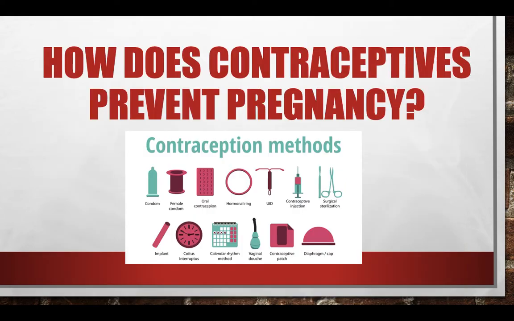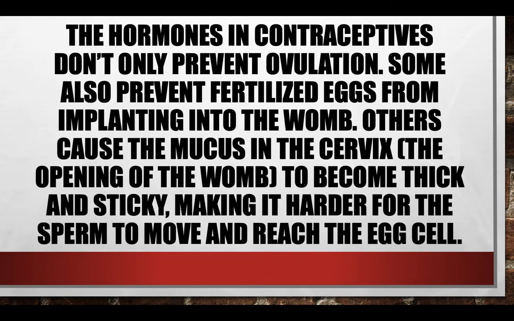Okay, let's move on. How do contraceptives prevent pregnancy? There are many contraception methods like condom, female condom, oral contraception, hormonal ring, IUD, contraceptive injection, surgical sterilization, implant, coitus interruptus, calendar rhythm method, vaginal douche, contraceptive patch, and diaphragm or cap. The hormones in contraceptives don't only prevent ovulation, some also prevent fertilized eggs from implanting into the womb. Others cause the mucus in the cervix, which is the opening of the womb, to become thick and sticky, making it harder for the sperm cell to move and reach the egg cell.